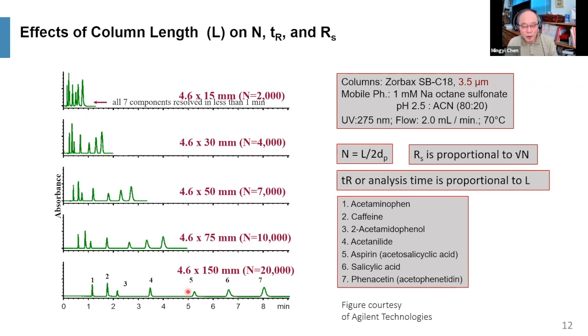Versus a more normal looking column, a 15 centimeter column, 4.6 mm ID, the retention time is much longer because L is proportional to the retention time, right? And also the resolution is proportional to the square root of N or square root of L, right? So here is the complexity of the relationship between L and N, which is the plate count, and resolution, right? So in most cases, we're interested in the resolution and the retention time, right? So here are the operating conditions and what we have.